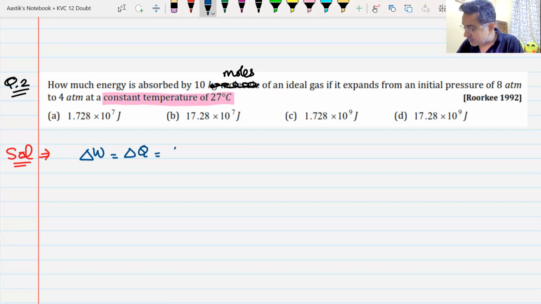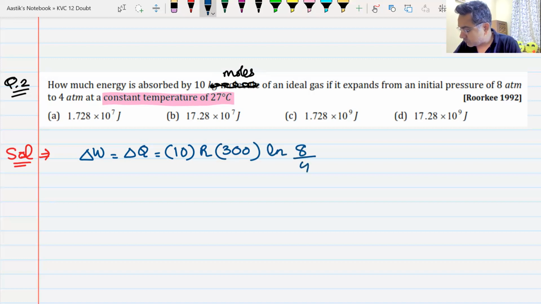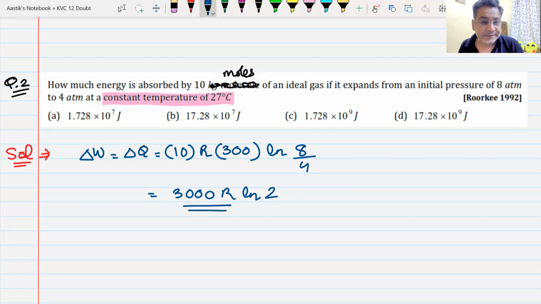That would be equal to n is 10, multiplied by R, and the temperature. We cannot write the temperature in degrees Celsius; we have to write it in Kelvin. So it is 300 Kelvin. ln of P1 by P2, 8 by 4. So my dear friend, 3000 R ln of 2 is the answer that we are looking at.